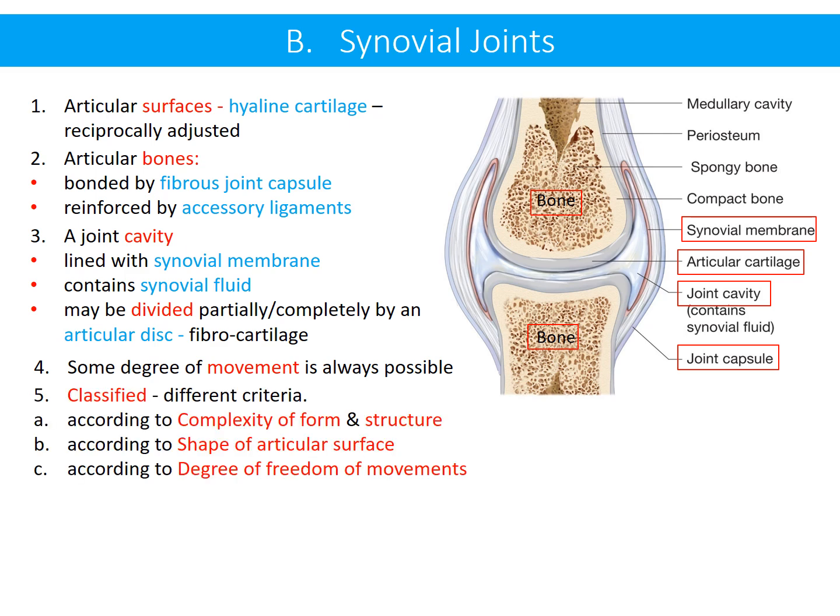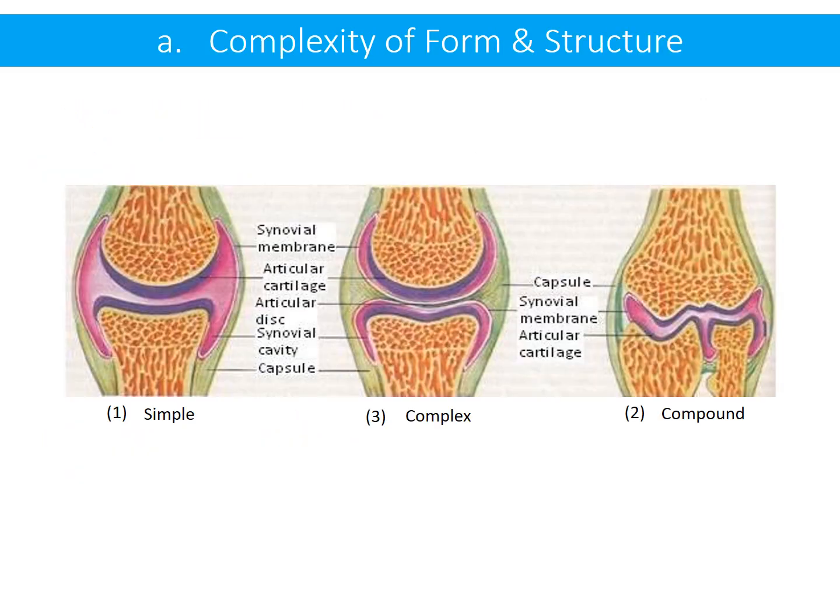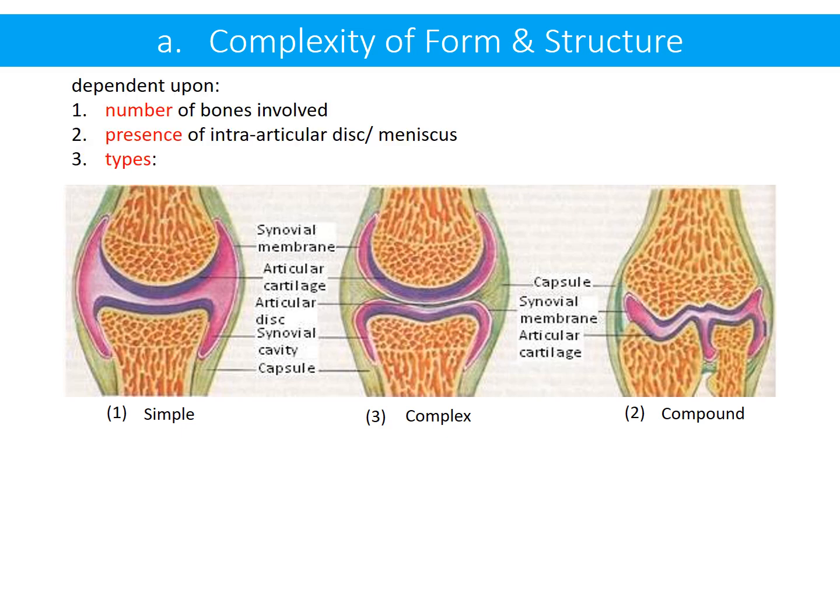These joints are classified according to different criteria. Number one, according to complexity of form and structure. Number two, according to shape of articular surfaces. And number three, according to degree of freedom of movements. First classification: according to complexity of form and structure. This classification depends upon, number one, the number of bones involved, and number two, the presence of an intra-articular disc or meniscus.